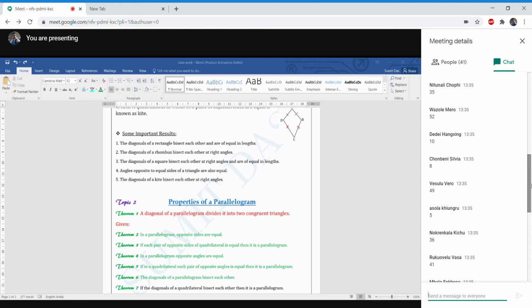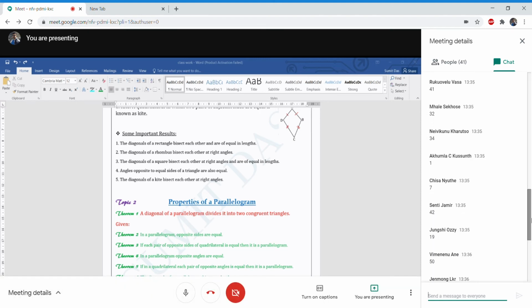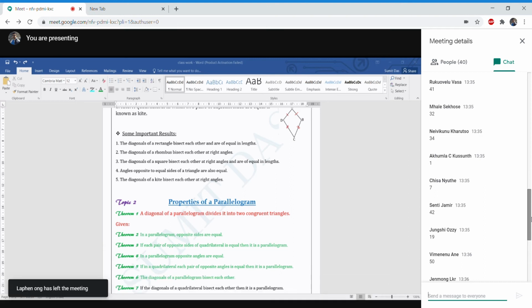If anyone, after giving the roll number, leaves the class, they will be marked absent. I'm taking your roll number now, but that does not mean that you can leave the class. If you are leaving the class, or if there is any network problem, it will be marked as absent.